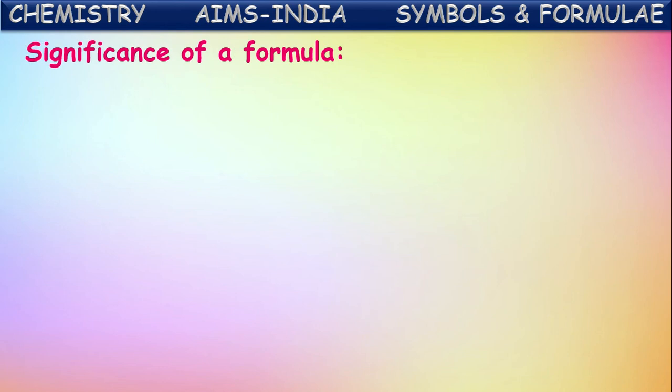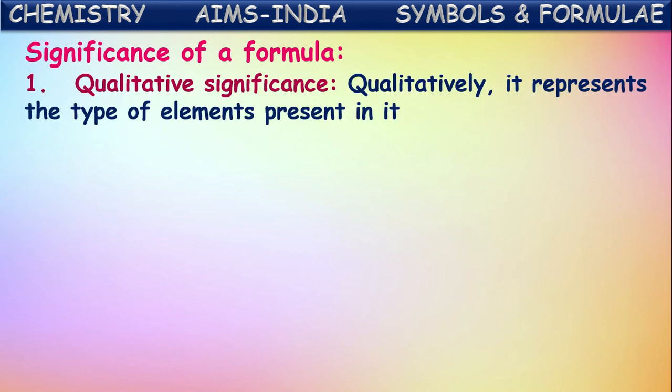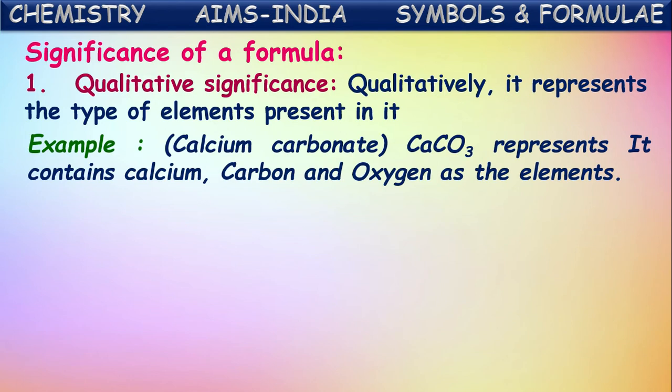The significance of a formula. While learning about symbols of elements, we learned about the significance of the symbol of an element. A symbol has two significances. In the same way, a formula also has two significances. One is a qualitative significance, and the other is a quantitative significance. First, about qualitative: what information is given qualitatively from the formula. Qualitatively, it represents the type of elements present in it. What kind of elements are present in it is given by the formula of a compound.